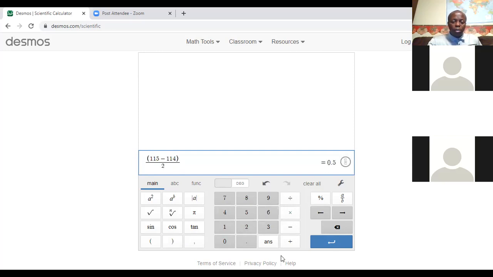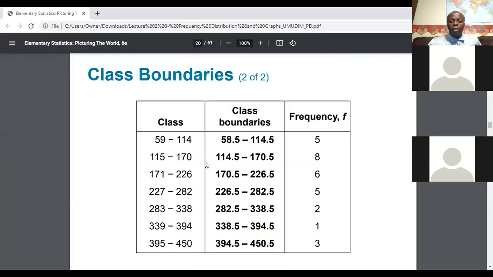On the lower class limit, you subtract 0.5. So 59 minus 0.5 gives me 58.5. On the upper class limit, you add 0.5. 114 plus 0.5 gives me 114.5. For the next class, on the left you subtract 0.5 and on the right you add 0.5. So 115 minus 0.5 gives me 114.5, and 170 plus 0.5 gives me 170.5. So you follow it that way.